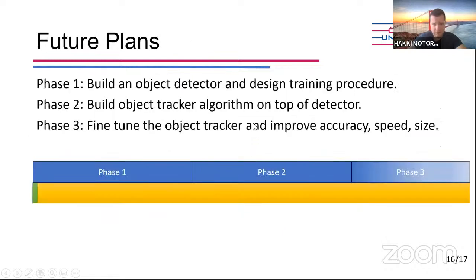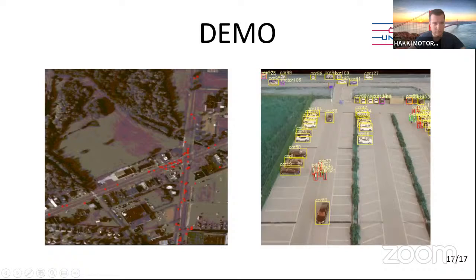As I mentioned before, we aim to finish this project in 3 phases, and we are currently at the end of the 2nd phase. And in the next semesters, I will focus on fine-tuning and making our models better. And I would like to show some demos from both data sets.